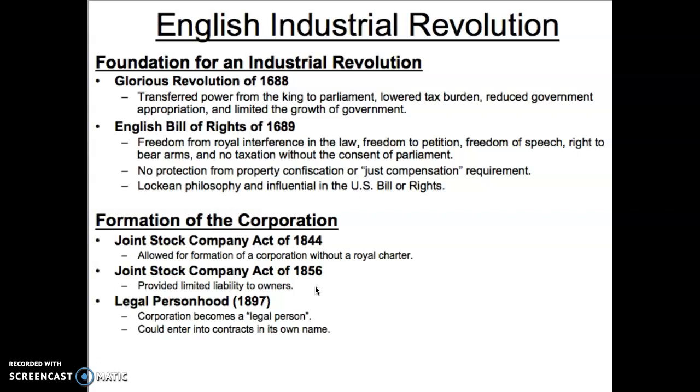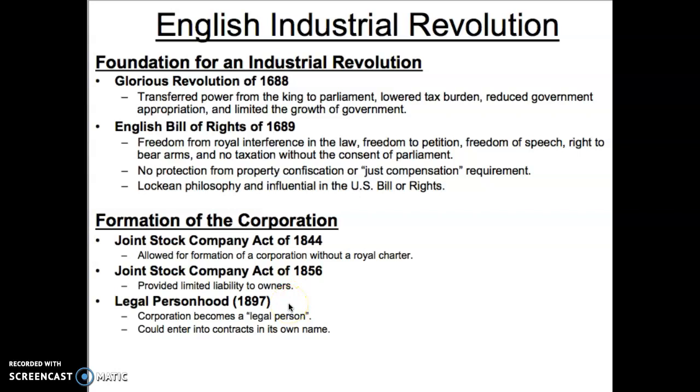The limited liability means that whatever money you put into the corporation, that's all you can lose. You can never have your personal assets taken from you to satisfy the debts and obligations of the corporation, which means that a lot more people are going to want to go and open or start businesses, and a lot more people are going to want to invest in businesses knowing that their liability is limited to that which they put into the business. And then finally, 1897, we get legal personhood.